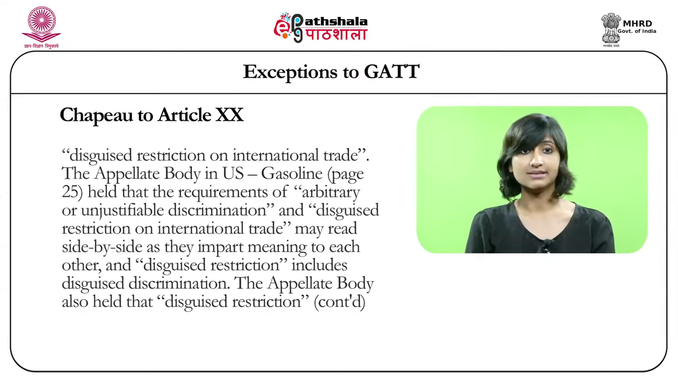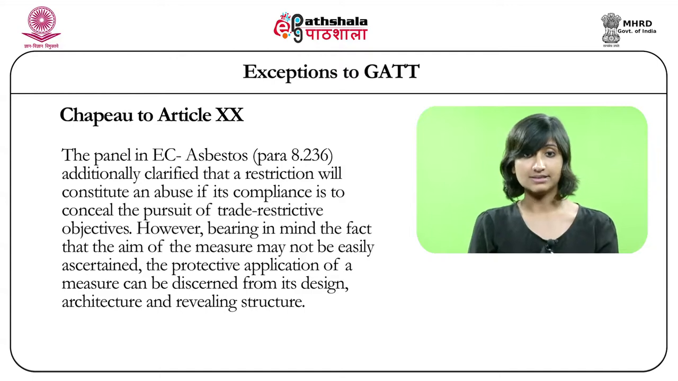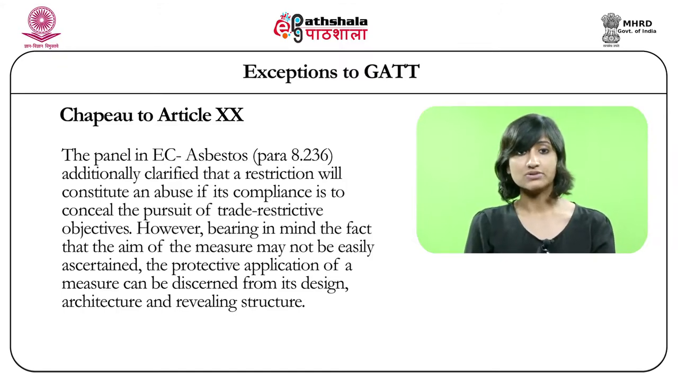The second requirement is the disguised restriction on international trade. The Appellate Body in US Gasoline, on page 25, held that the requirements of arbitrary or unjustifiable discrimination and disguised restriction on international trade may be read side by side as they impart meaning to each other, and disguised restriction includes disguised discrimination. The Appellate Body also held that disguised restriction includes restrictions amounting to arbitrary and unjustifiable discrimination in international trade under the guise of a measure formally within the terms of an exception listed in Article 20. The panel in EC Asbestos, paragraph 8.236, additionally clarified that a restriction will constitute an abuse if its compliance is to conceal the pursuit of trade restrictive objectives. However, bearing in mind that the aim of the measure may not be easily ascertained, the protective application of a measure may be discerned from its design, architecture, and structure.